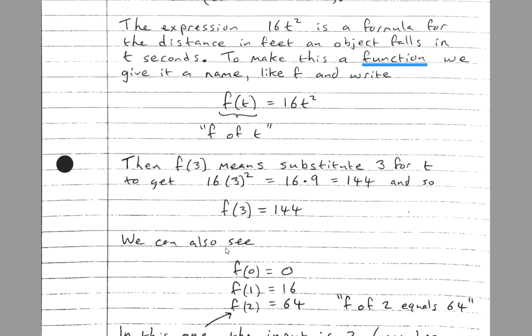Okay, but you could put different numbers into the function. If you put in 0, so when t is 0, what is f of 0? We'll replace t by 0. We're getting 16 times 0 squared. That's just 0. If you put in 1, so f of 1, that's 16 times 1 squared. That's 16. And f of 2, put in 2 for t. That's 16 times 2 squared. So that's 16 times 4, 64.